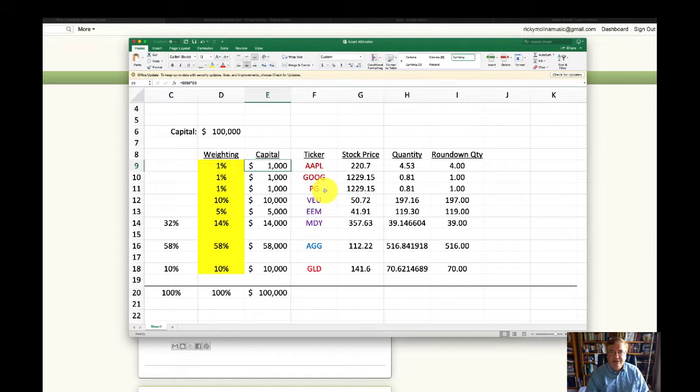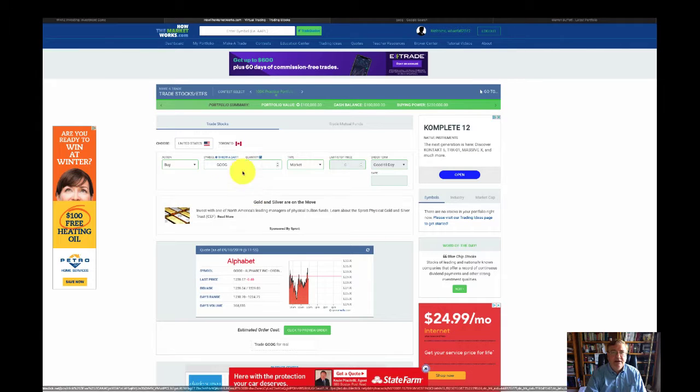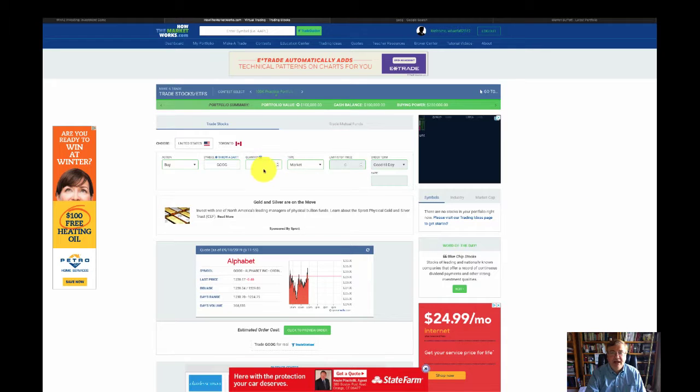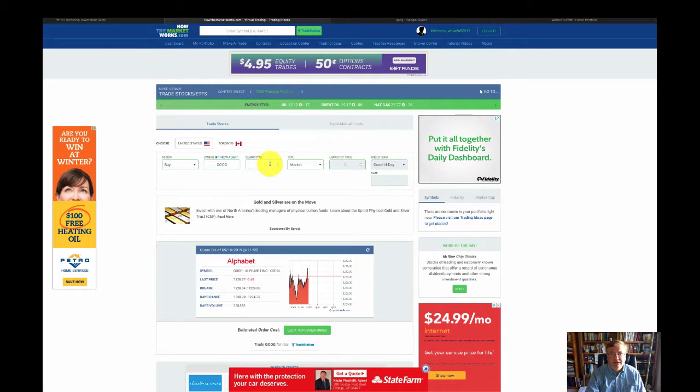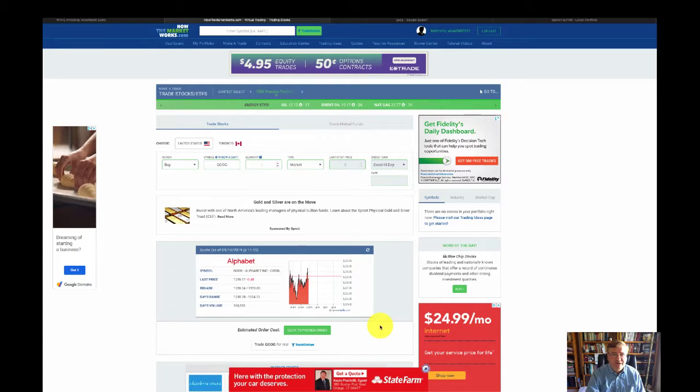So now it's time to enter the positions into the How the Market Works trading platform. So we go back in here. I've got Google here. I want to buy Google, and how many shares do I need to buy? That's the important part of this exercise. And once you're done with that, it's really easy. All you do is click to enter the trade.